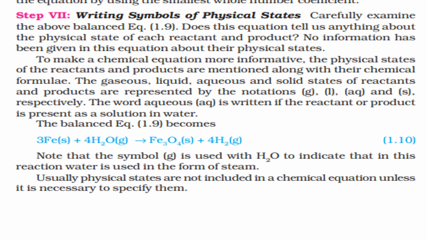Final step is to write the symbols of physical states for the following equation. That is, iron is in solid state, water in gaseous state, iron oxide, that is Fe2O3, ferric oxide, in solid state, and finally hydrogen gas, which is the end product which is liberating outside in the gaseous form.